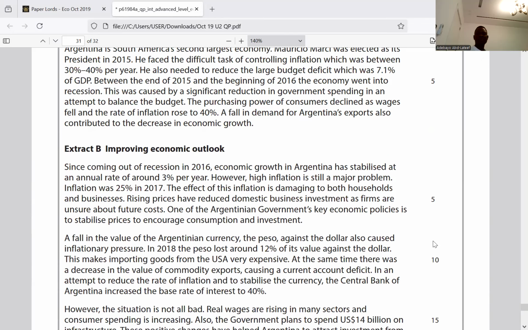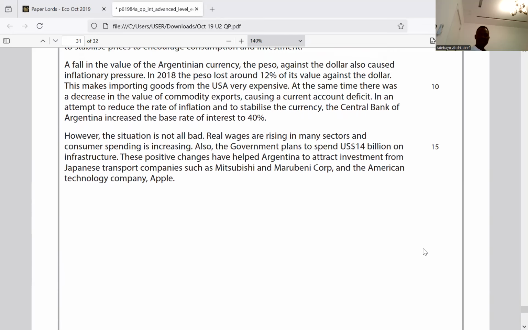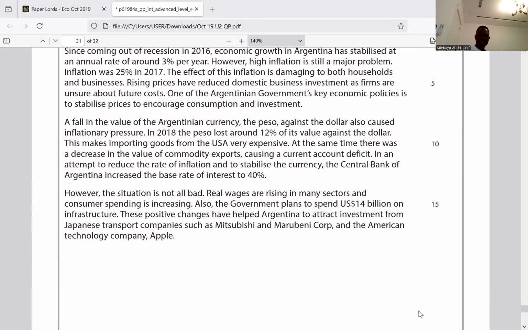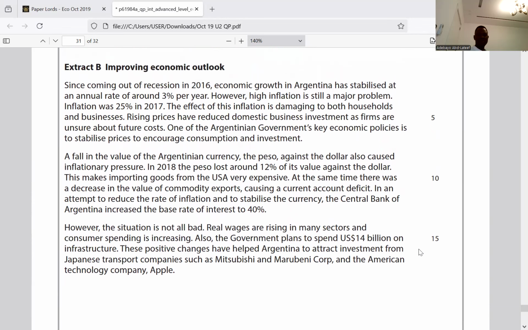Government policies are changing and government instrument policy are being used. Okay, now the question says, with reference to everything we've read now, analyze the possible impact on the fall of the value of the peso.